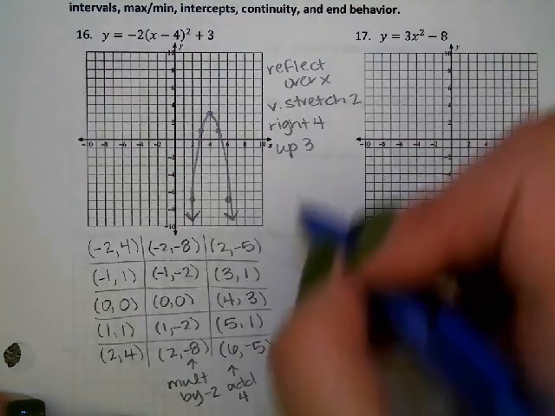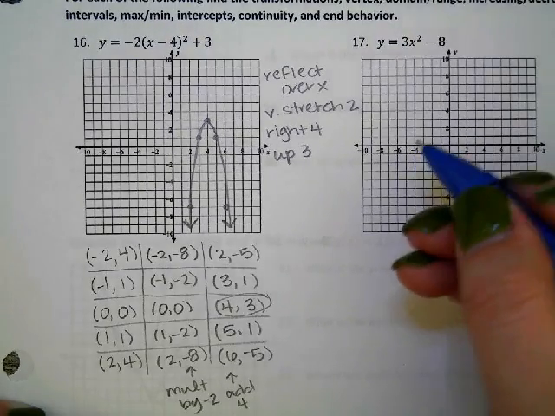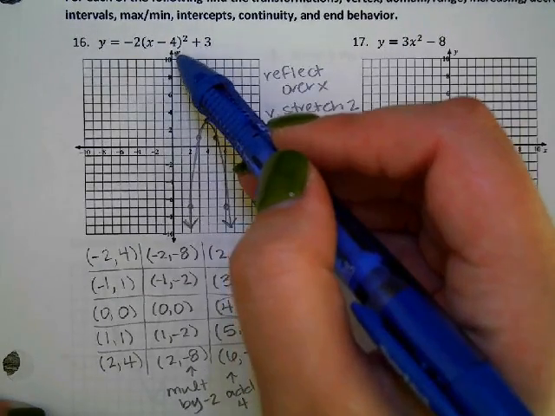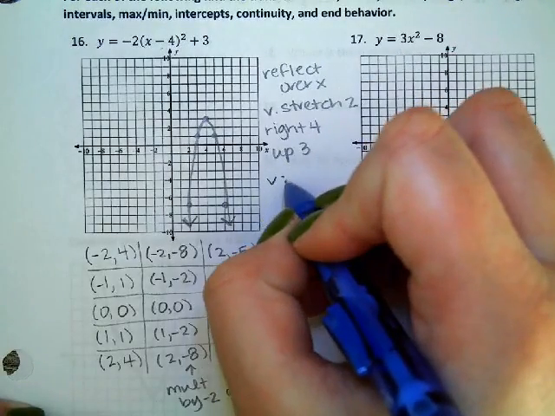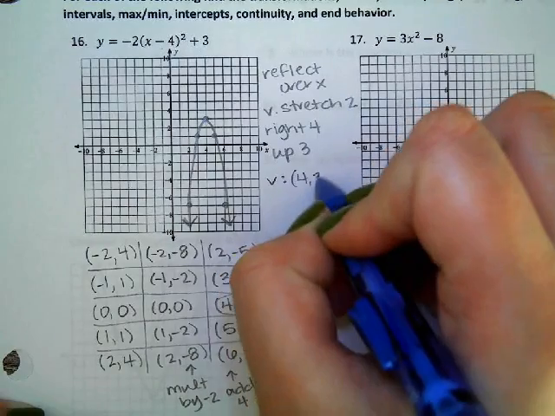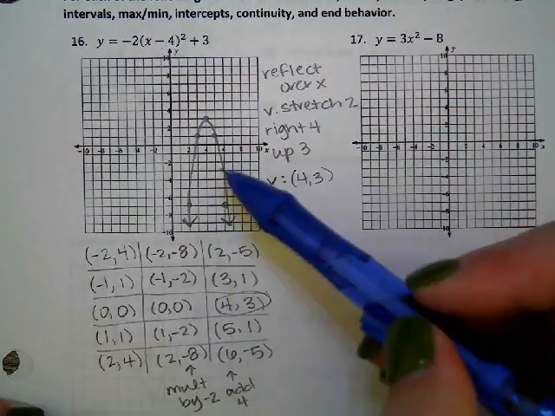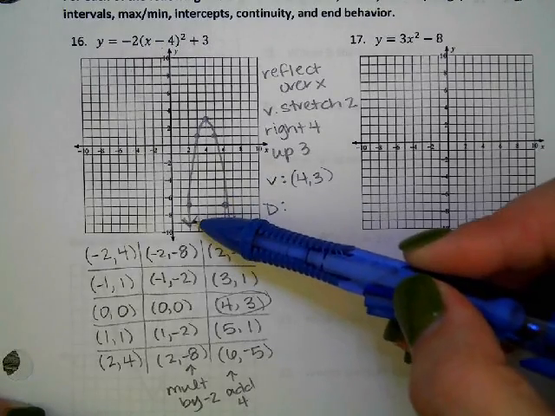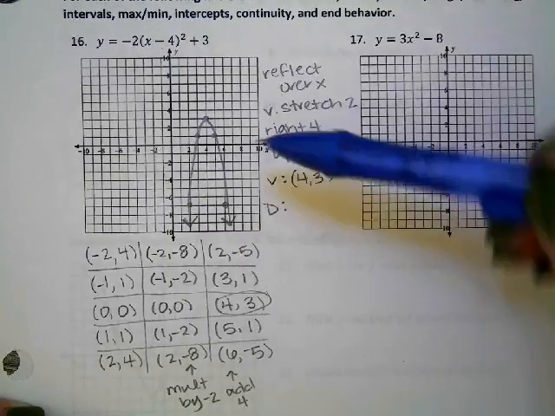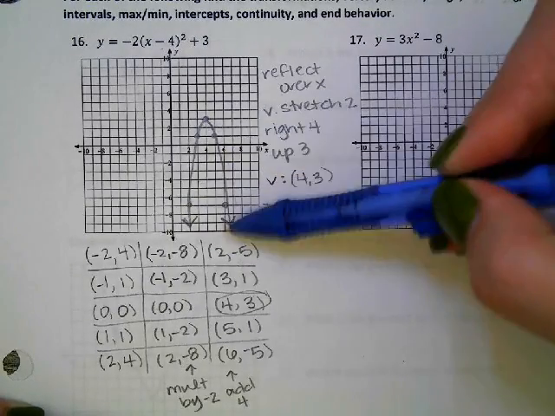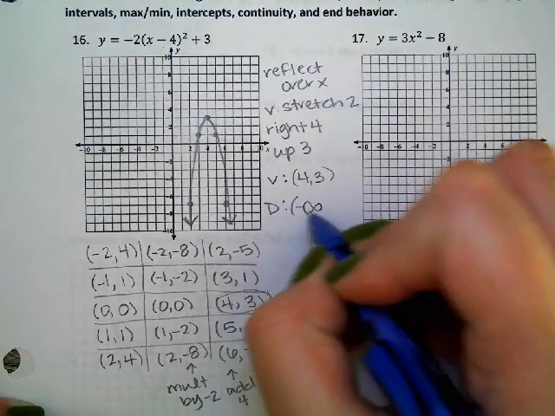So our vertex is this point right here, but you can also see it from the equation itself. So it's positive 4, positive 3. The domain, you can look just from seeing the left arrow and the right arrow. So this picture goes forever to the left, goes forever to the right. It doesn't miss anything in between. So this is negative infinity to positive infinity.